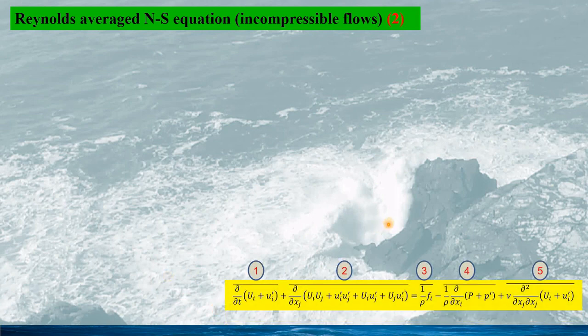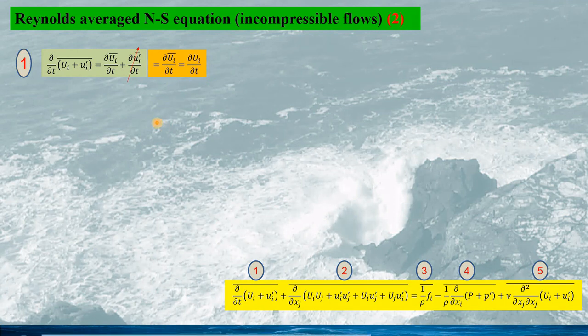Now in this slide, we will examine each term in the averaged Navier-Stokes equation, terms 1 to 5. For term 1, we have this, and we can separate this into this, because the average of the fluctuating velocity is 0. We have the expression as this and this.